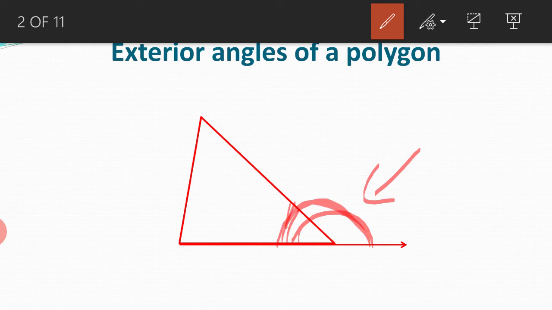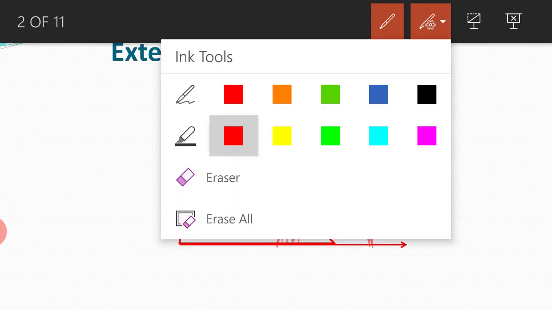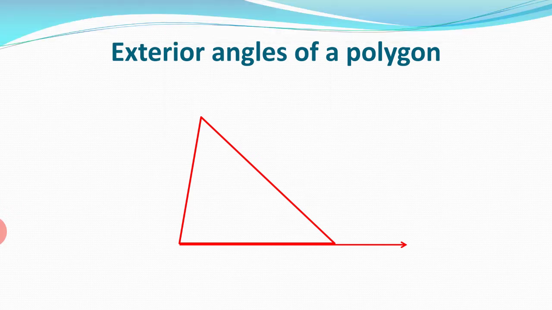So when do you get an exterior angle? When a side of any polygon is extended or produced. Is it clear? So let us go for identifying exterior angle. So one of the exterior angles I marked.